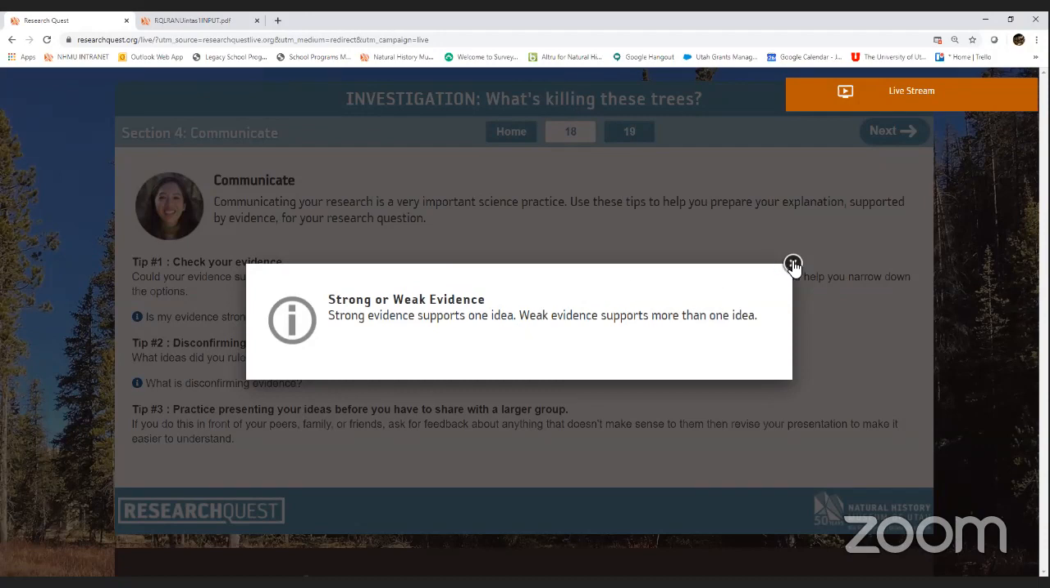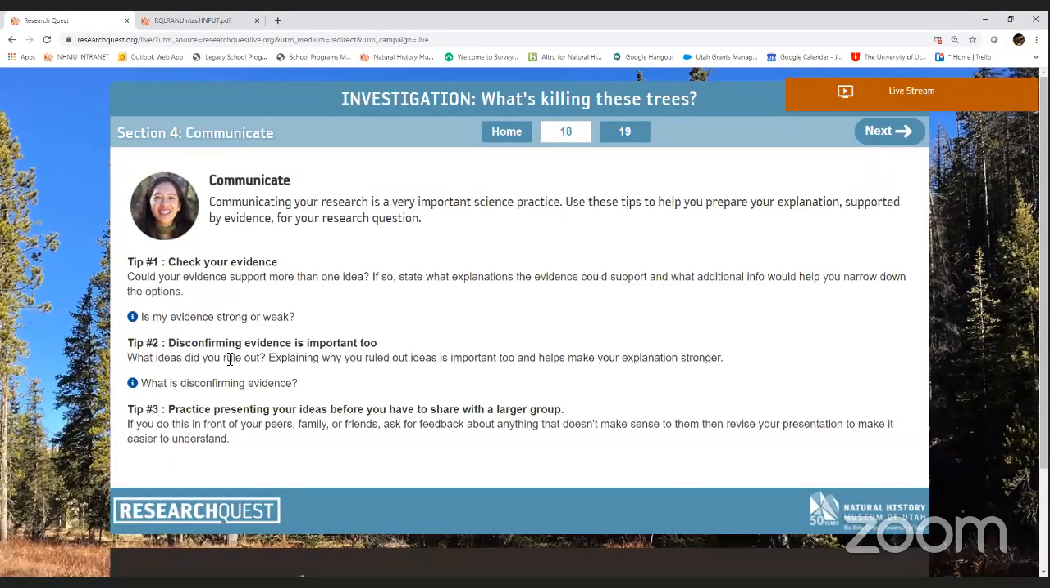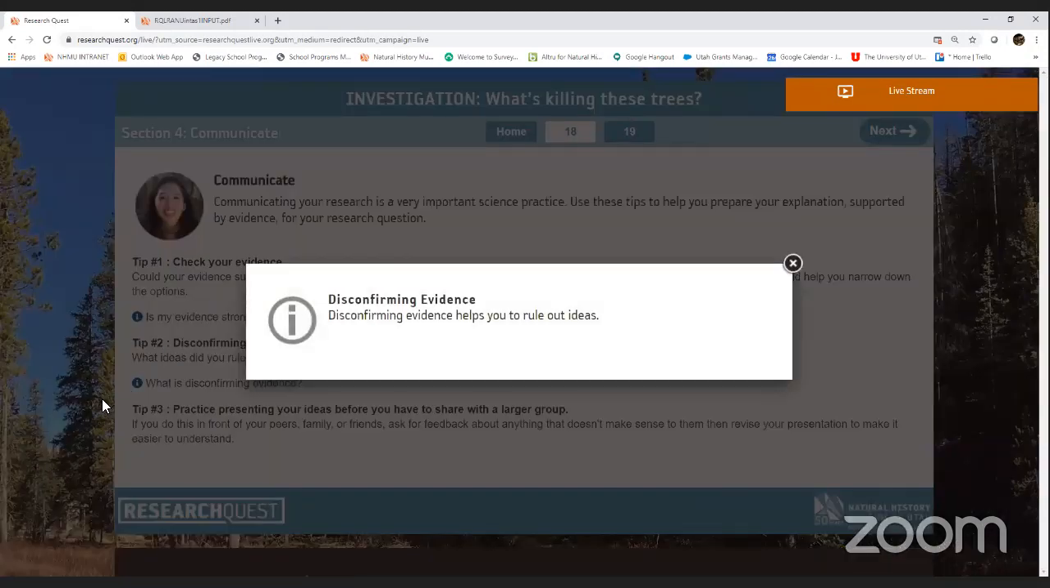So let's go ahead and look at tip number 2. Disconfirming evidence is important too. What ideas did you rule out? Explaining why you ruled out ideas is important too, and helps make your explanation stronger. So what is disconfirming evidence? Remember, disconfirming evidence helps you rule out ideas.